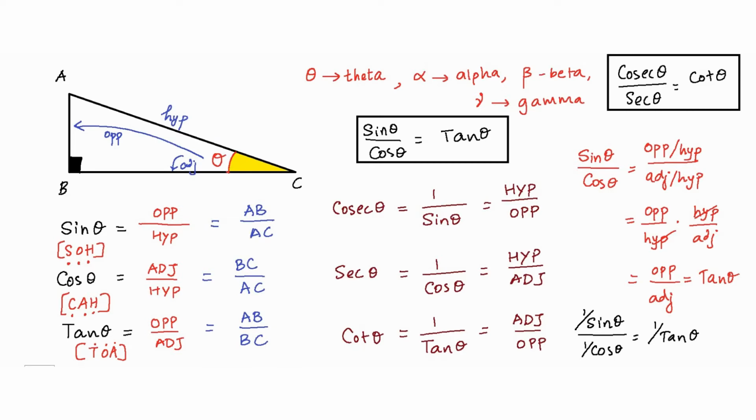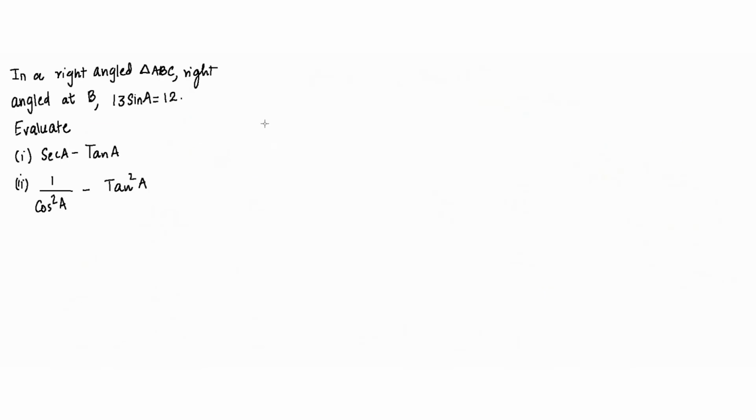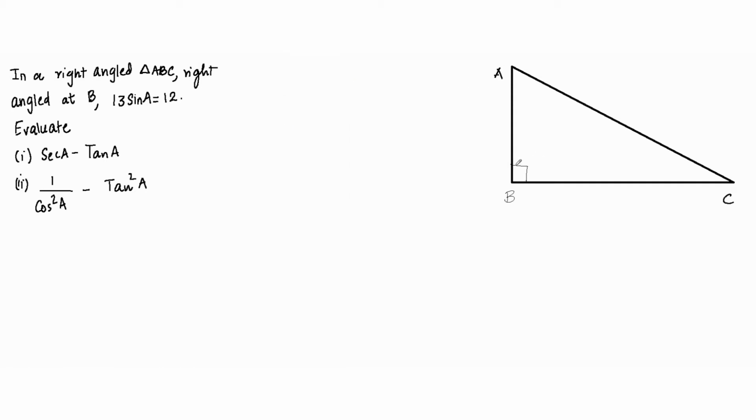Okay, let us start solving some questions now based on trigonometry. Let's take a look at this question. In a right angle triangle ABC, right angled at B. So consider that angle B is 90 and the other two vertices are A and C. So this is a right angle triangle, right angled at B.